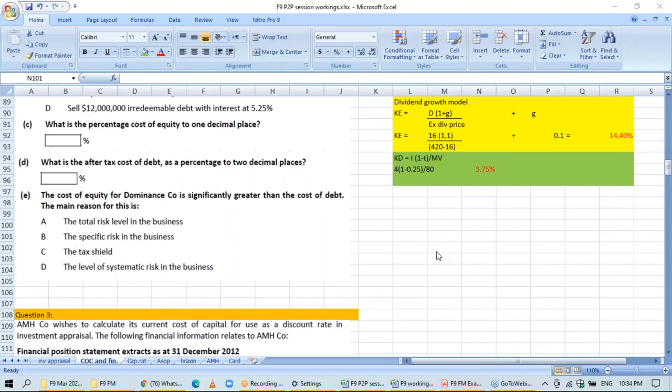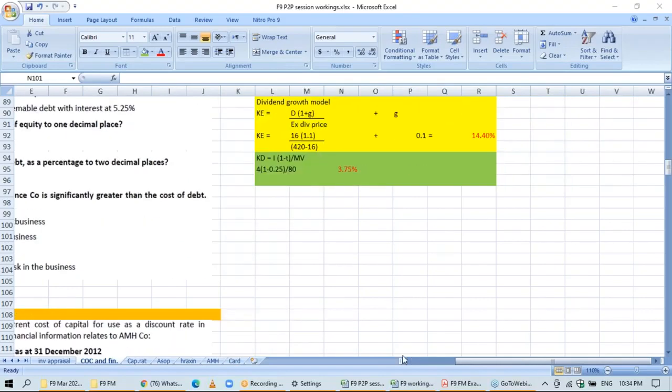Now what they ask is: what can be the main reason, right? You have to select the main one. So out of these, the main reason is part D, the systematic risk. Now what is the systematic risk?